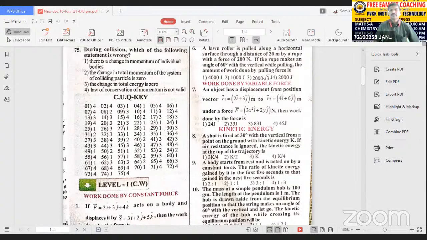Okay. Once again, an object has a displacement from position vectors r1 is equal to 2i plus 3j, r2 is equal to 4i plus 6j meter under the force F is equal to 3x square i plus 2yj. Then the work done by the force.